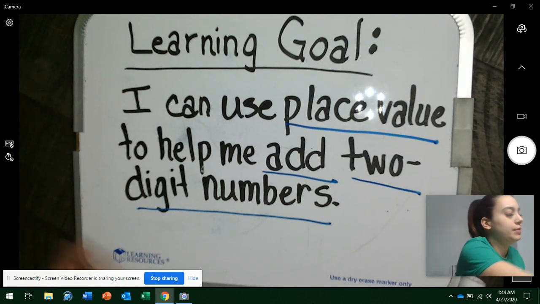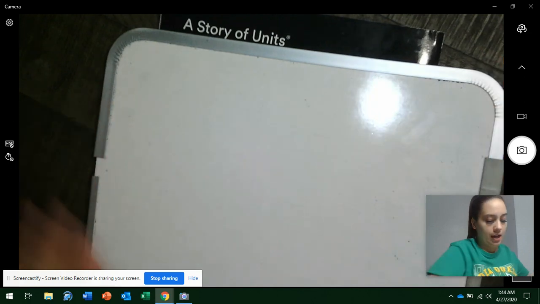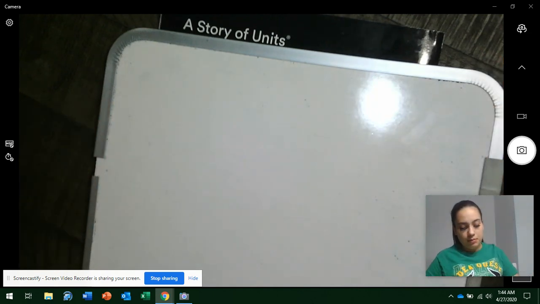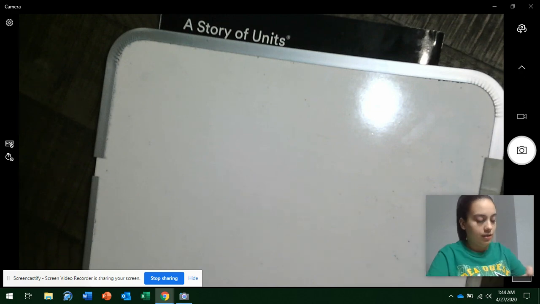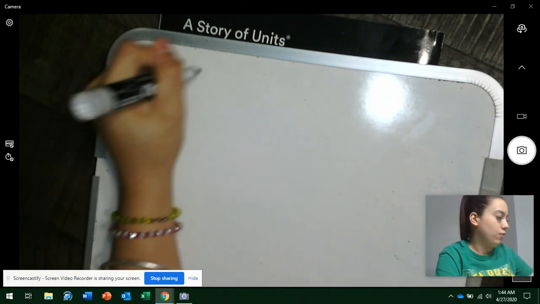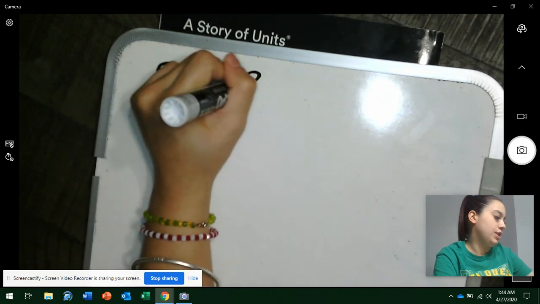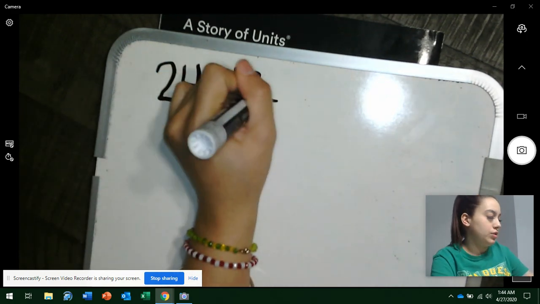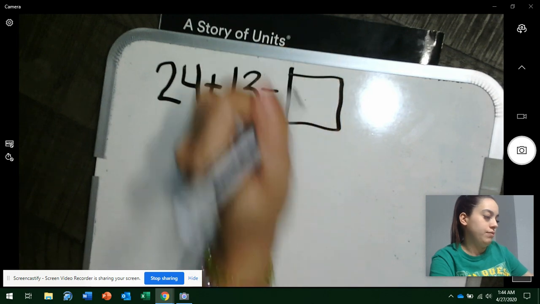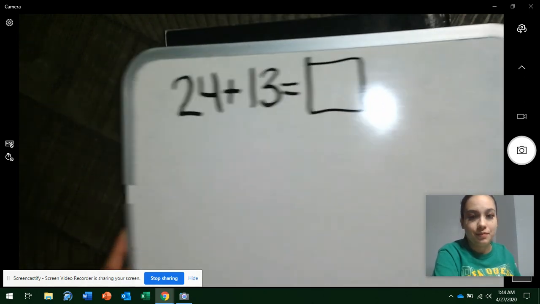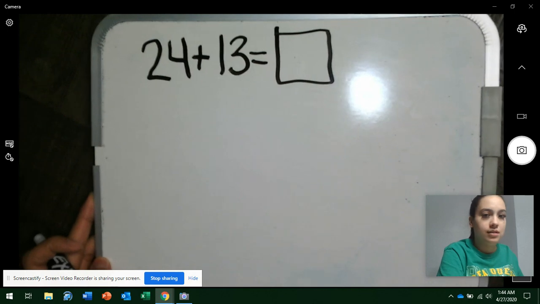This is the first problem we're going to work out. So I'm going to give you a problem and we're going to do the first one together, and then we're going to try to practice on our own, and then we'll move on to our problem set. So let me get my problems out ready. And let's start with 24 plus 13 equals blank, because we do not know. Write it. Just write the number sentence.